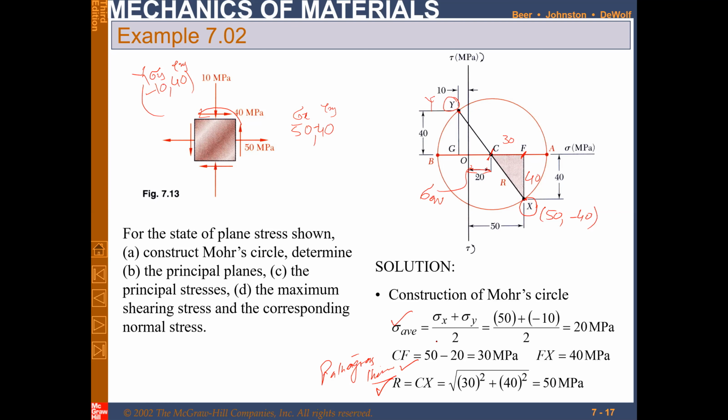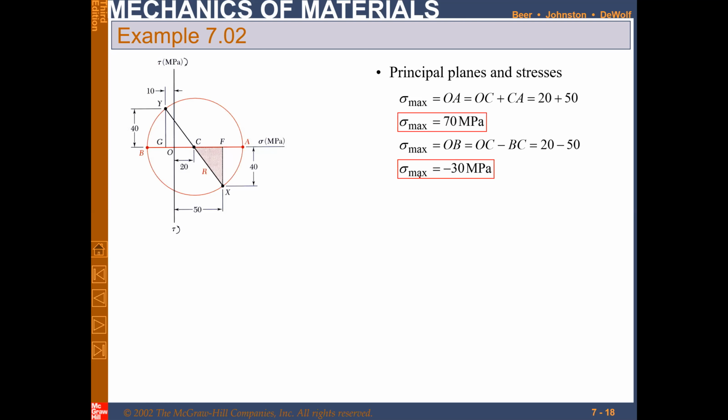Once you have done this, you have sigma max and sigma min values accordingly, right? So it will be 70 megapascal and minus 30 megapascal. It should be sigma minimum, sorry, it is not the sigma maximum. OC is basically sigma average plus R and sigma average minus R, right? So plus R is 50 plus 50, and minus R gives minus 30. So this will be a tensile load, this will be a compressive load, but it should be a minimum rather than maximum. So these will be the values over here. This will be the sigma max value, this will be the sigma min value.